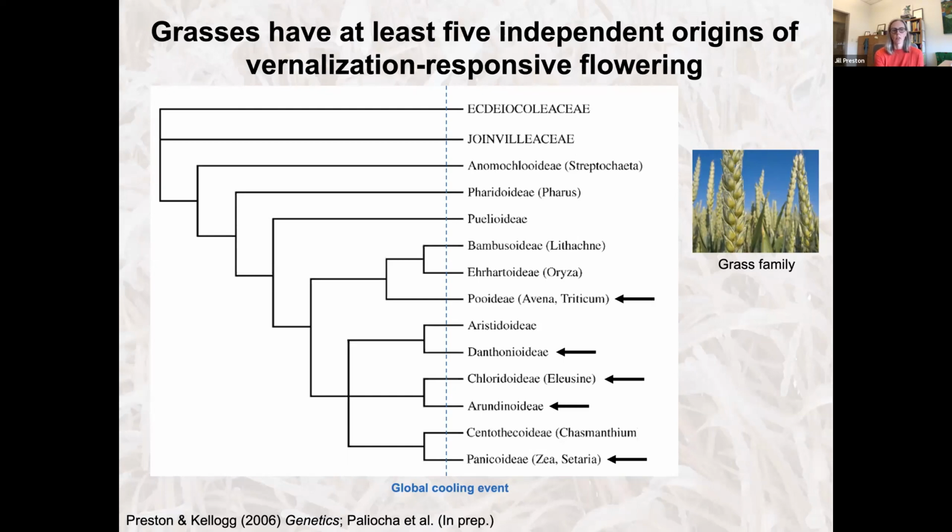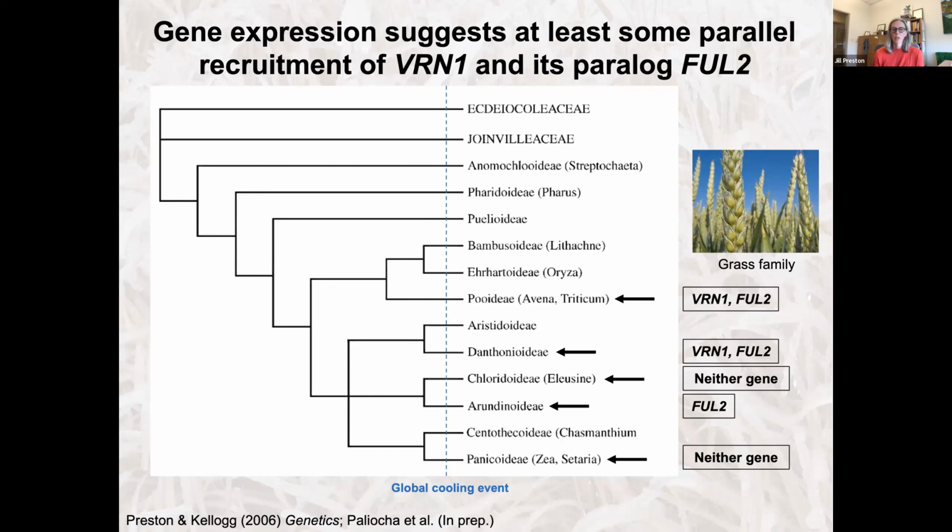So, comparing gene expression of genes that we know are important for vernalization response in some model species, we can then ask whether the same genes or different genes have been recruited to vernalization response in these subfamilies. And we've recently found, this is not yet published, evidence that yes, indeed, we have found multiple parallel recruitments of VRN1 and also its close paralog FUL2 in vernalization responsive flowering, at least within the Pooideae, the Danthonioideae, and the Arundinoideae, with a couple of exceptions, the Chloridoideae and the Panicoideae. So far, we haven't found any evidence that either gene is important.